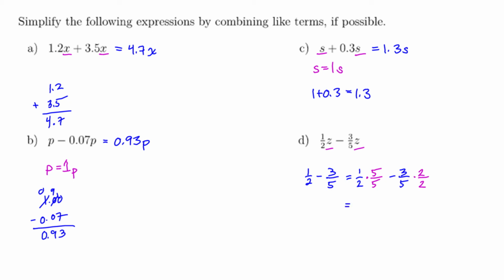And then that will become 5/10 minus 6/10. Now that they have the same denominator, I can subtract them. So I'm going to have negative 1 over 10 when I take 5/10 minus 6/10. Now that I've done that arithmetic, I can combine these like terms. I have 1/2 z minus 3/5 z. That will give me negative 1/10 z.